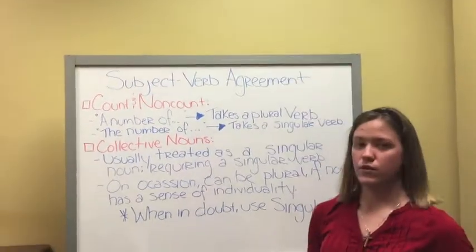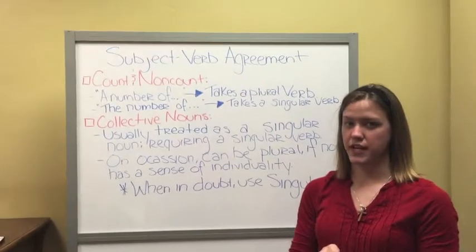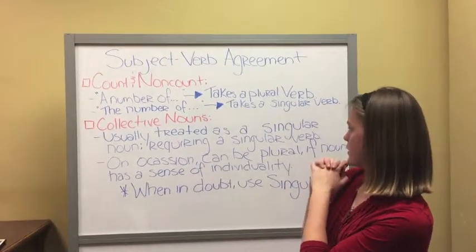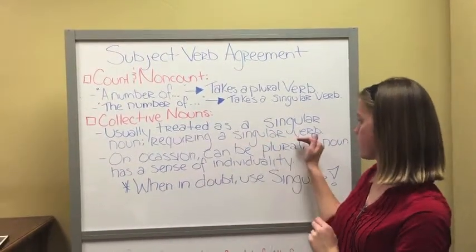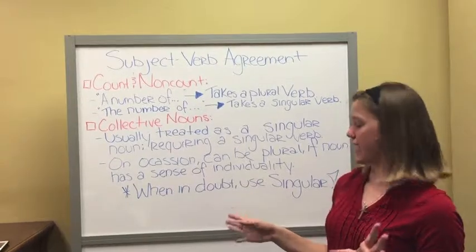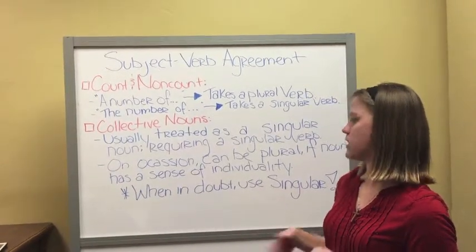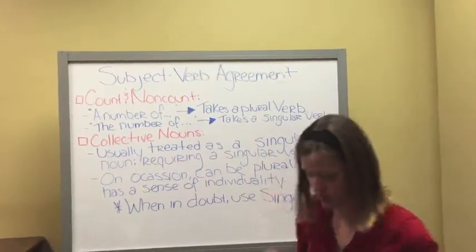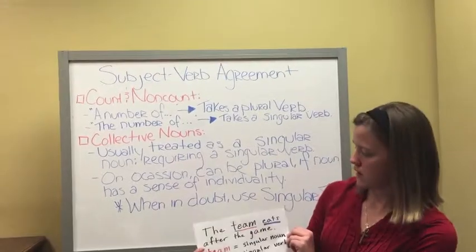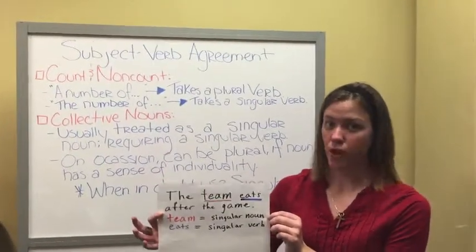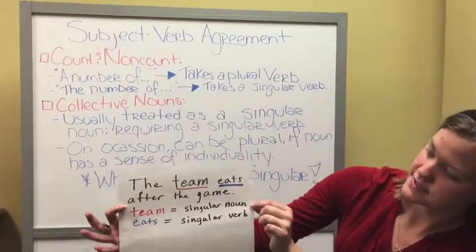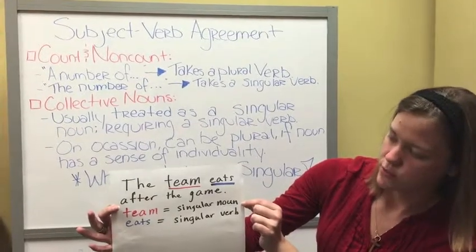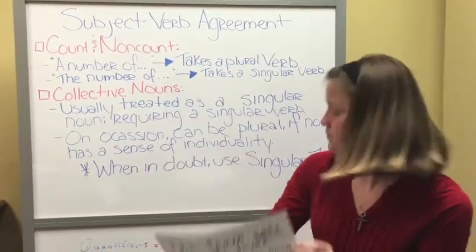Okay. Now, collective nouns. Collective nouns have their own special case. Usually they are considered singular and would require a singular verb. On occasion, they can be considered plural, depending on the meaning of the subject. But usually when in doubt, use singular. An example of the singular, which is probably the most common, would be something like this: the team eats after the game. Team, a singular noun, would require eats, a singular verb.